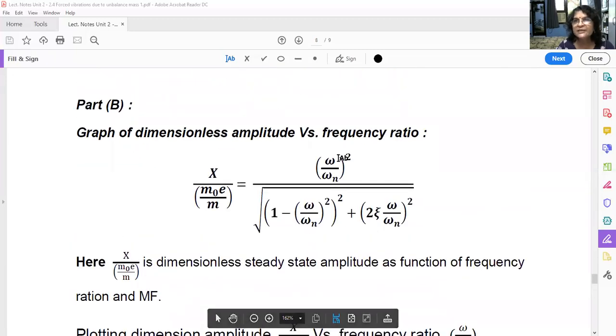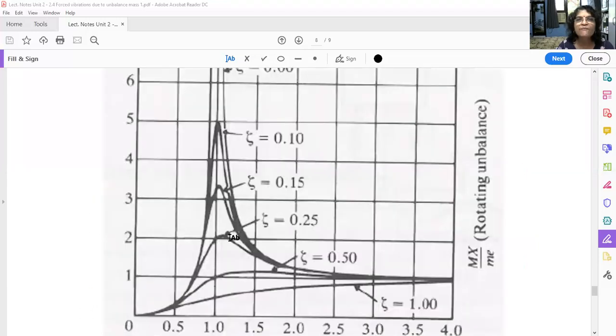When you put omega equal to 0, this numerator becomes 0. When you put 0 here, it becomes 1 plus 0, so 1. So X upon MOE upon M is equal to 0 for all values of zeta when omega is equal to 0. That's why every curve starts from 0.